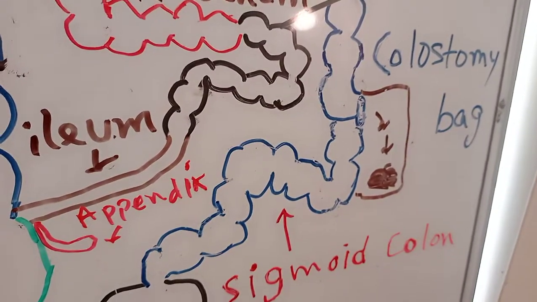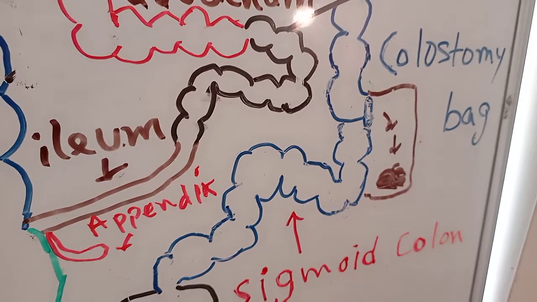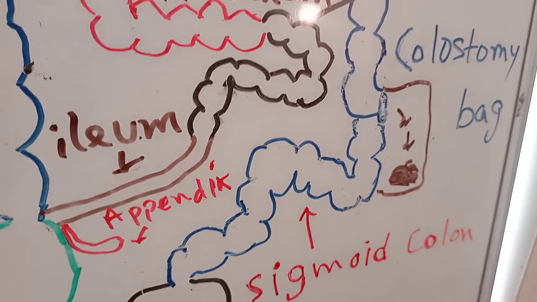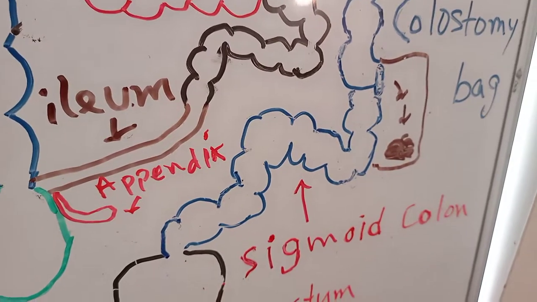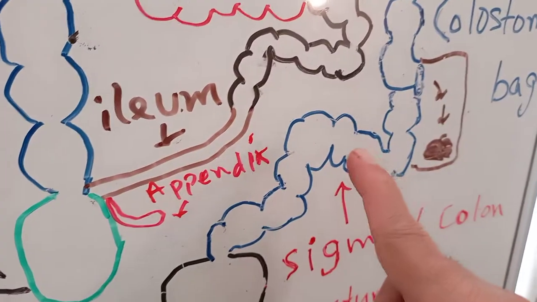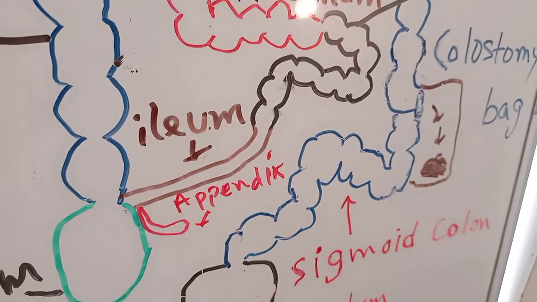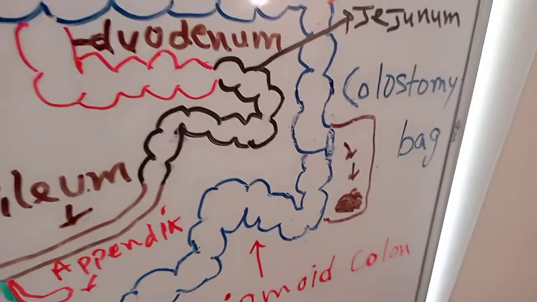So the surgeon will put the patient on antibiotics for like 2 weeks, 3 weeks, and when this area is sterilized, then the surgeon will remove the cancer from this area. They can reunite this area and this area again, or it may remain like this forever. So this is colostomy and colostomy bag.